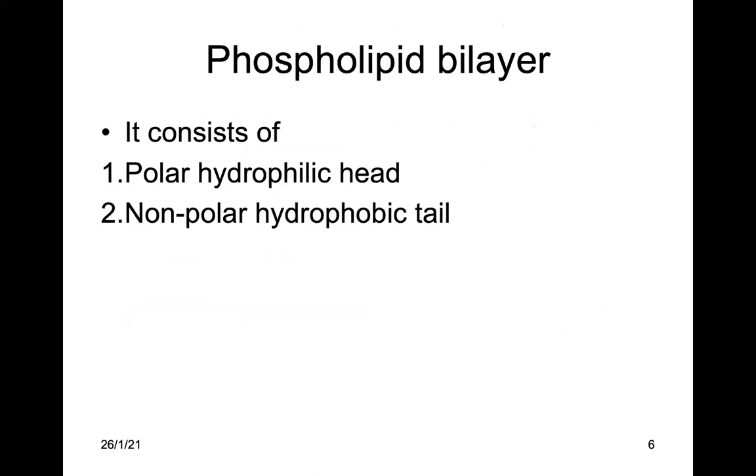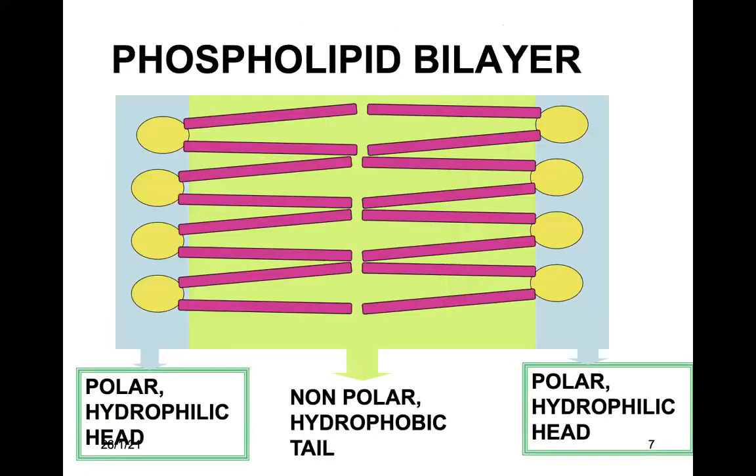Okay, in terms of phospholipid bilayer, because we know that the plasma membrane has two things. The first one is protein, the next one is phospholipid bilayer. The phospholipid has a polar hydrophilic head and a non-polar hydrophobic tail. Okay, so this is how it looks like. This is the head. This is the tail. Okay, we go one by one. This is the polar hydrophilic head, and in the middle, we call it the non-polar hydrophobic tail.